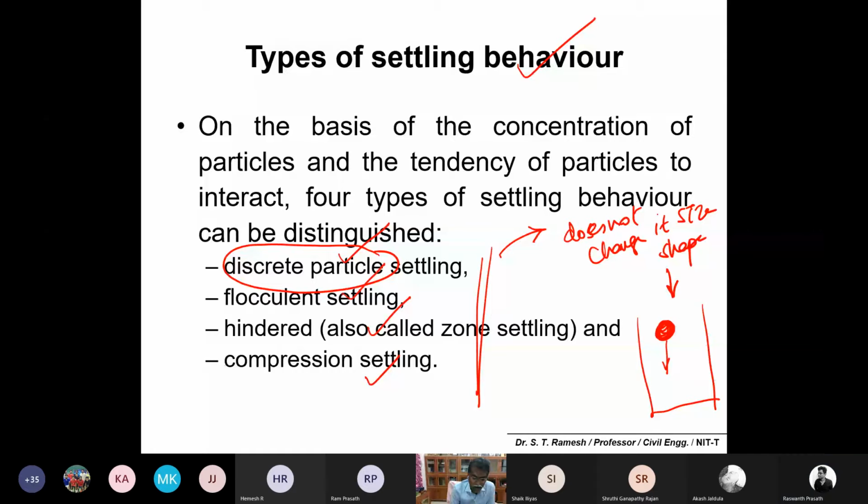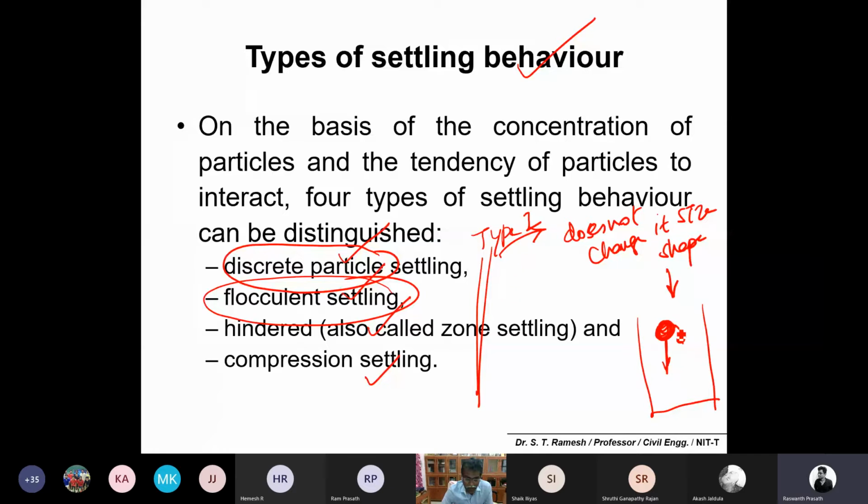Number 2 is flocculent settling. If you recall macroflocculation, imagine particles of two different sizes. The bigger particle has more weight than the smaller particle, so it travels faster, and during this downward travel it may collide with the smaller particle. It becomes a floc again, or forms aggregates. That type of settling we call flocculent settling.